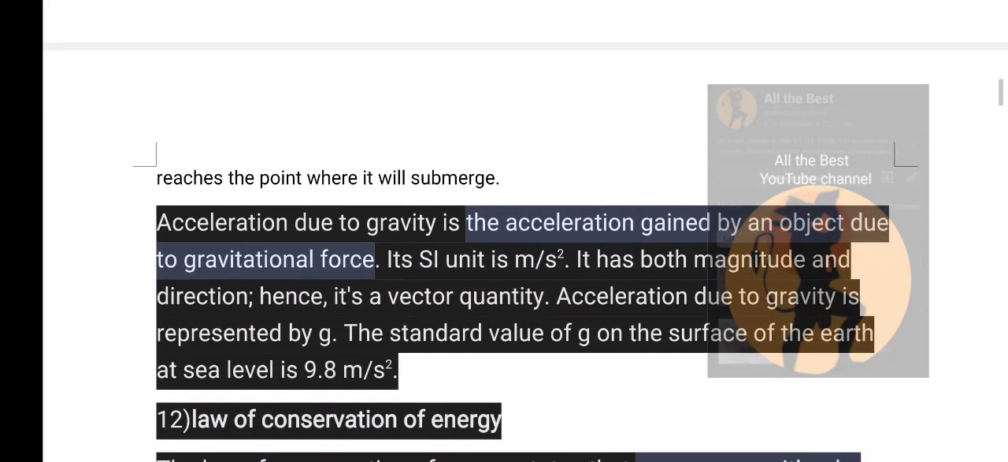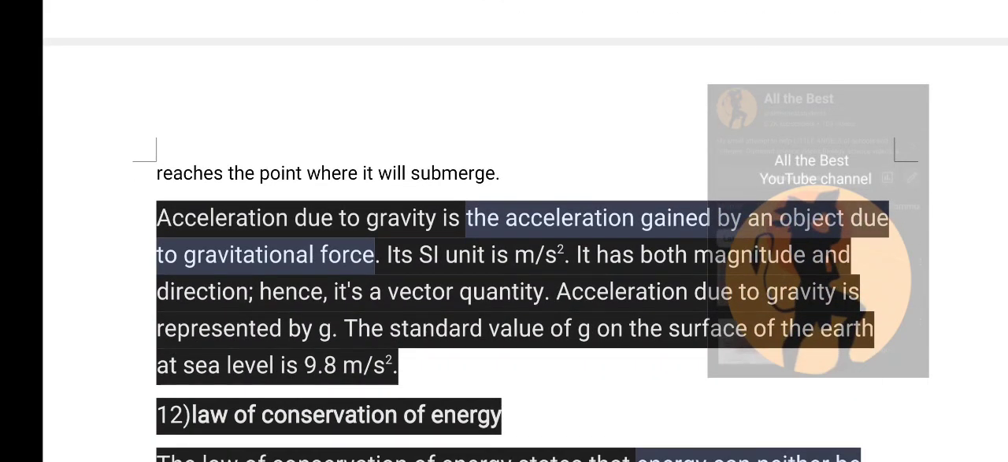So next is acceleration due to gravity. It is the acceleration gained by an object due to gravitational force. Its SI unit is m/s². It has both magnitude and direction, so hence it's a vector quantity. Acceleration due to gravity is represented by g. The standard value of g on the surface of the earth at sea level is 9.8 m/s².